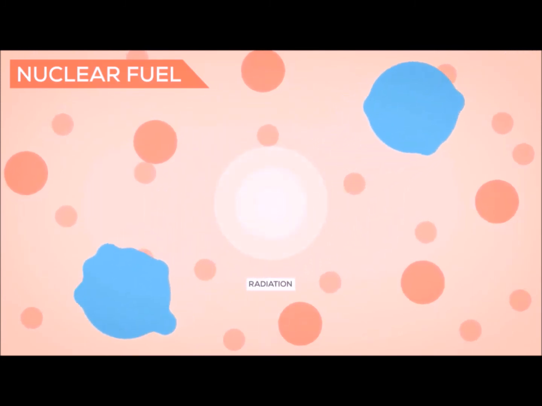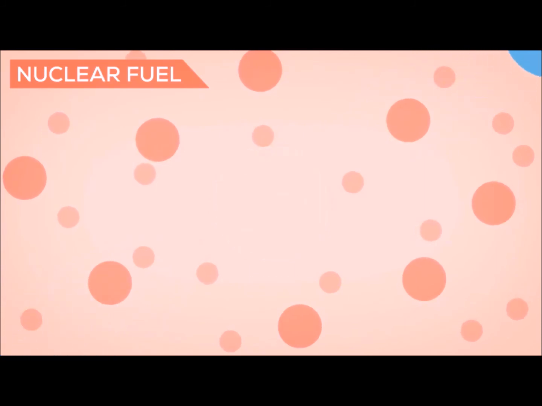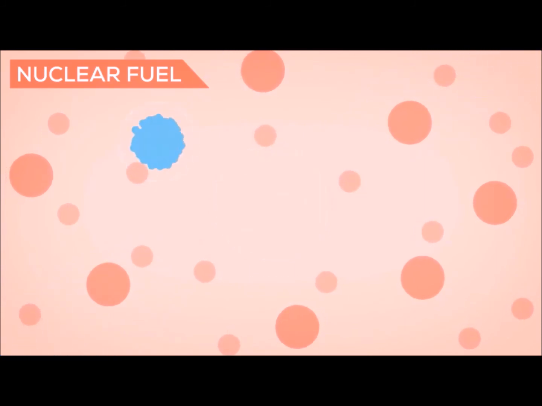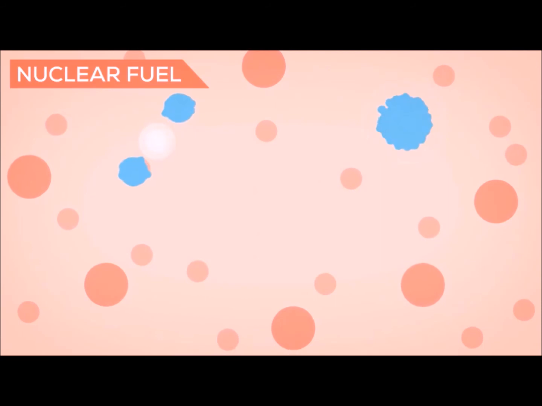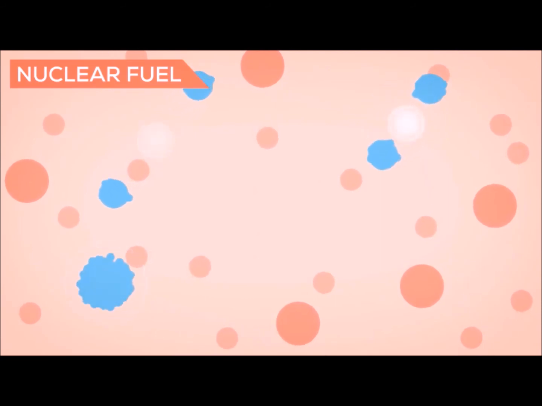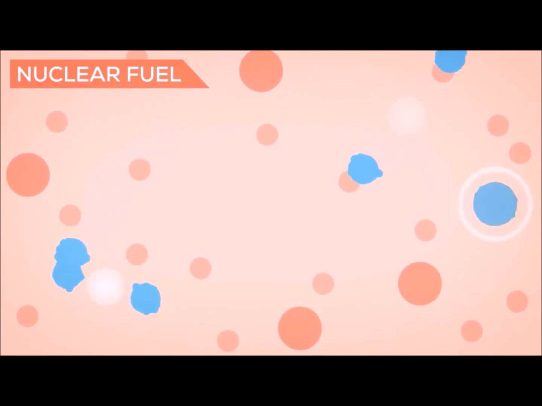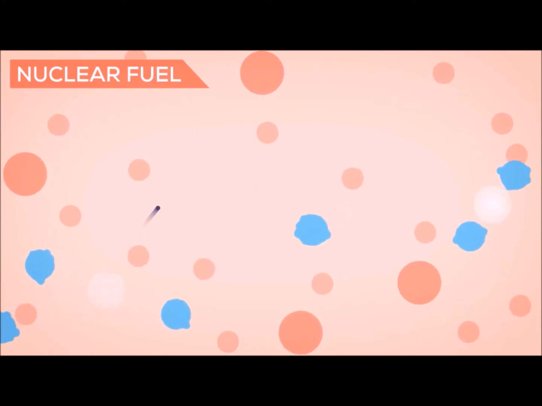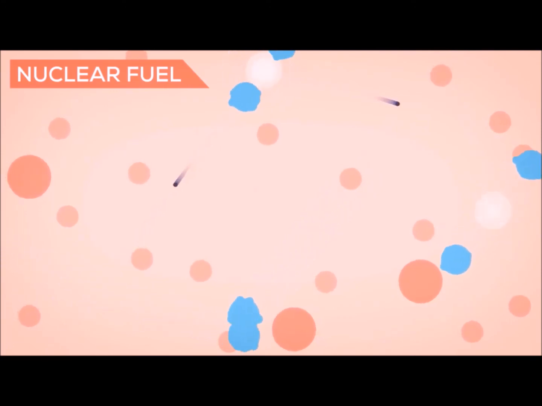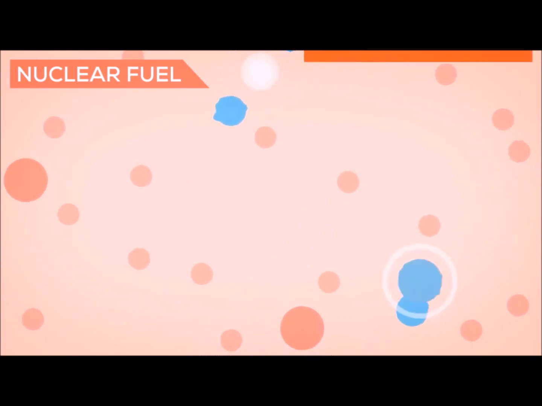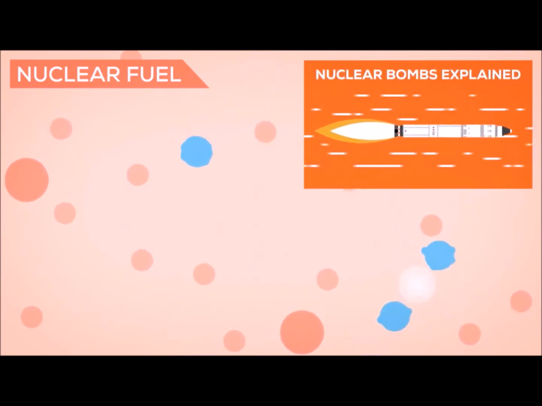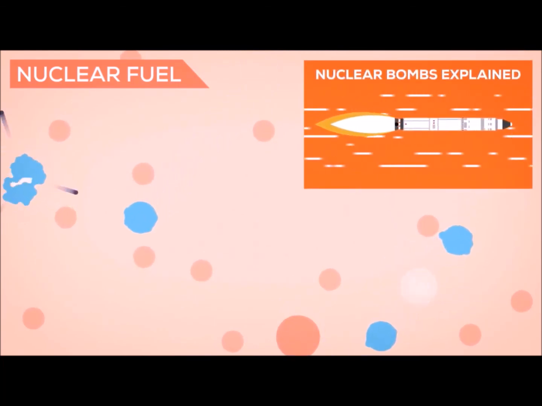Most of the time, it immediately splits into fast-moving lighter elements, some additional free neutrons, and energy in the form of radiation. The radiation heats the surrounding water, while the neutrons repeat the process with other atoms, releasing more neutrons and radiation in a closely controlled chain reaction. Very different from the fast, destructive runaway reaction in an atomic bomb.